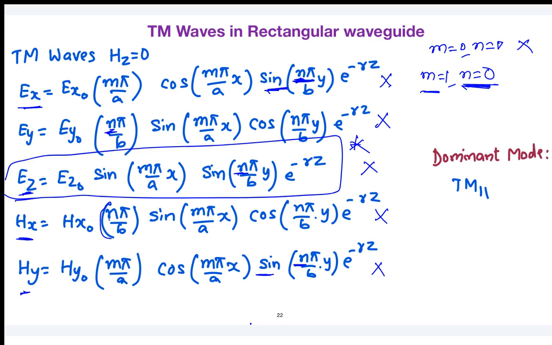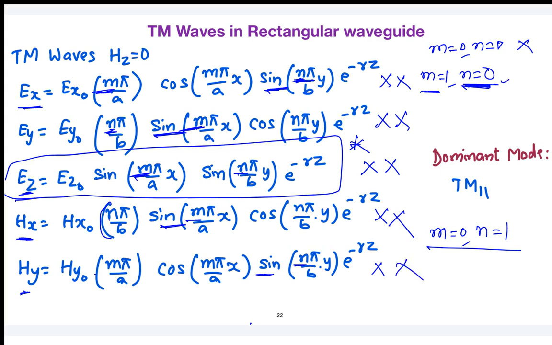Similarly, you can check m equal to 0 and n equal to 1. When you put m equal to 0, the first term is straight away 0. The second term also has sine of m, so that is 0. Third one again has a sine m term, 0. Fourth one sine of m, 0. Fifth one is also 0. So when you put m equal to 1, n equal to 0, or m equal to 0, n equal to 1, none of the components exist.